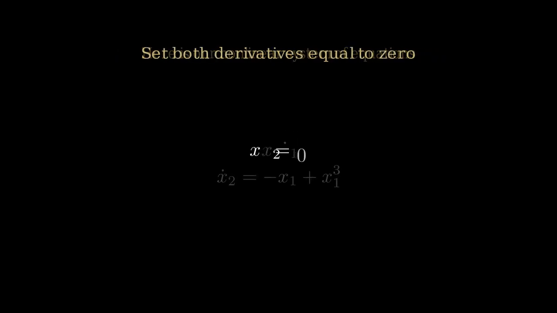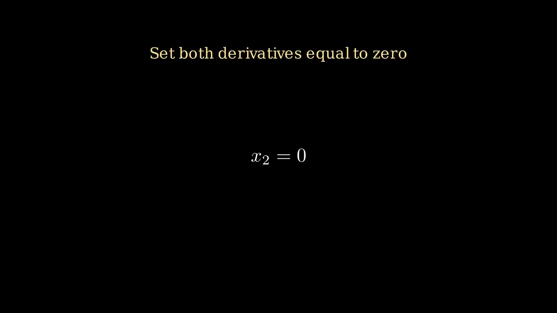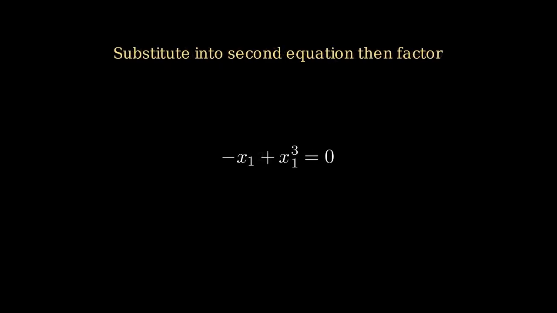To find the equilibrium points, we set both derivatives equal to 0. From the first equation, x2 must equal 0. Substituting into the second equation gives negative x1 plus x1 cubed equals 0. Factoring out x1 gives x1 times the quantity x1 squared minus 1 equals 0. This gives 3 equilibrium points.